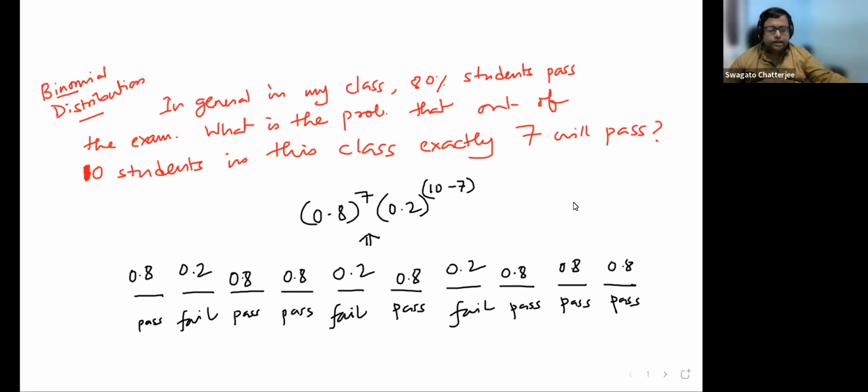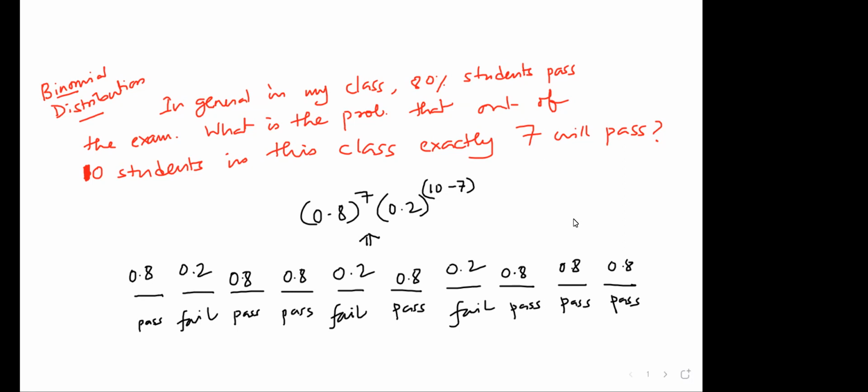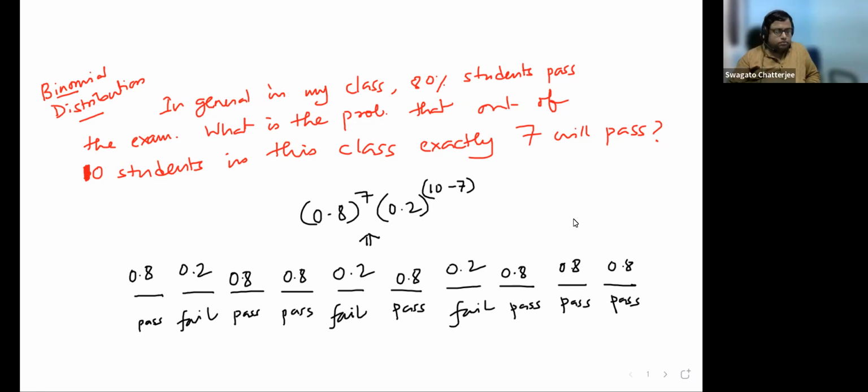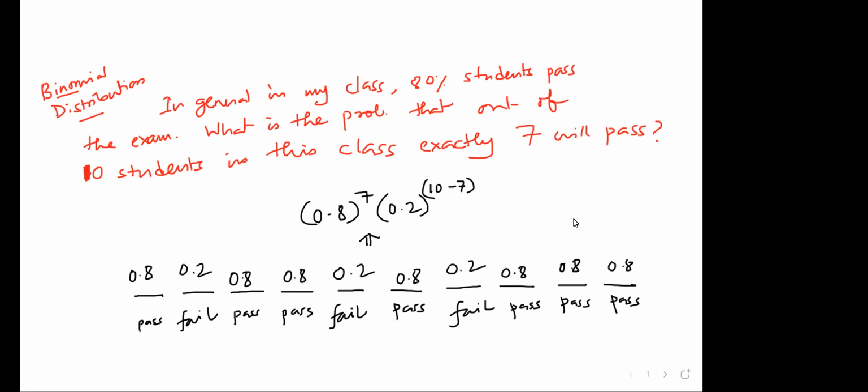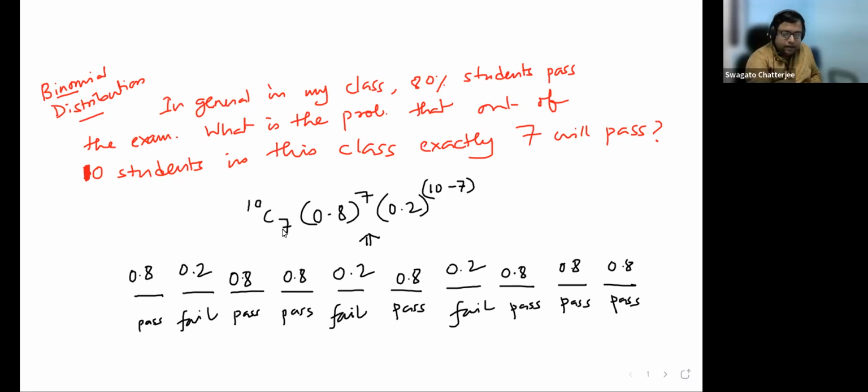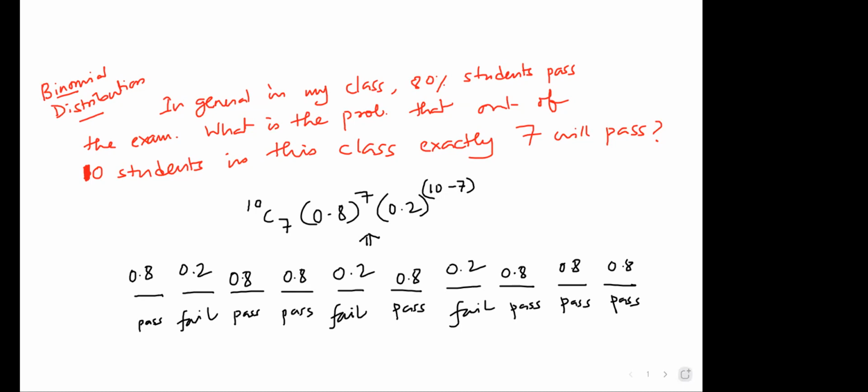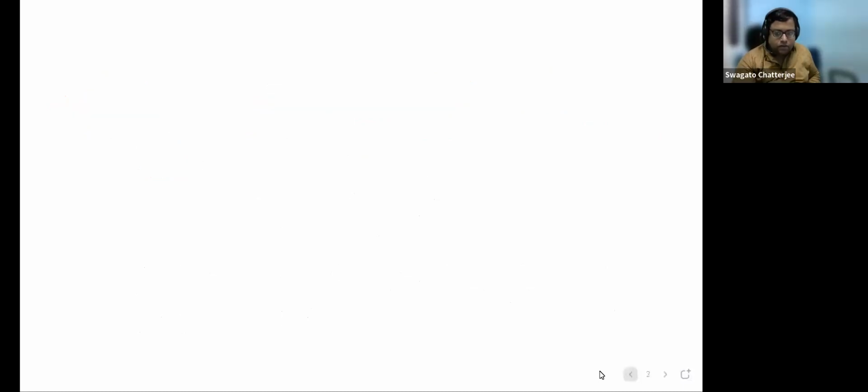Anybody? If there are 10 students in the class, how many different ways exactly 7 will pass out of those 10? One, two, three. Come again? 120, sir. How are you getting that value? Sir, 10C7. Yes. The value is 10C7.